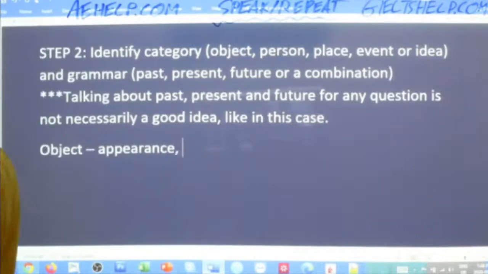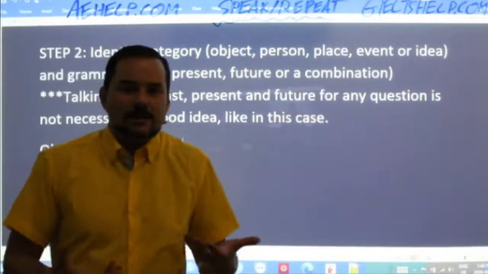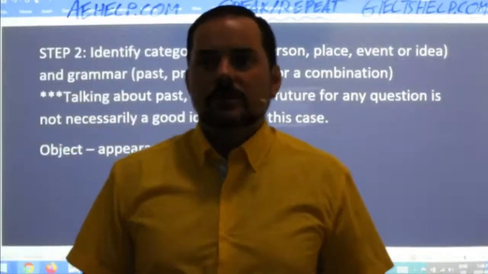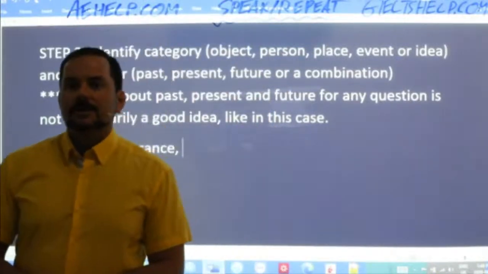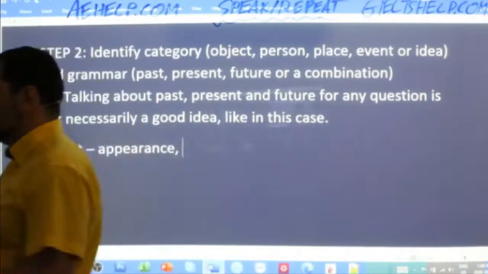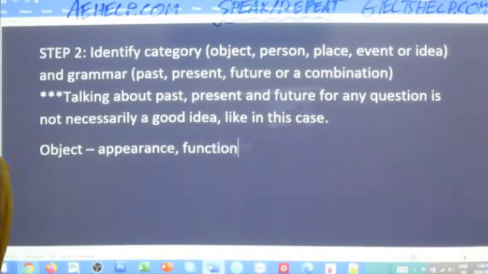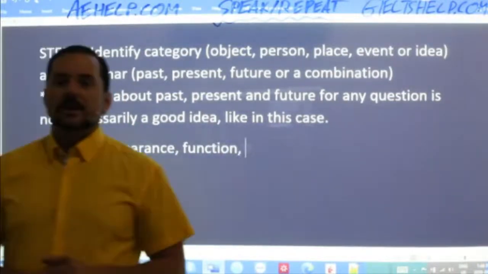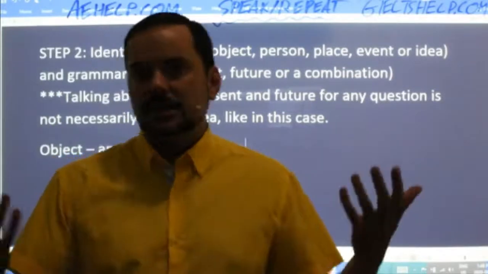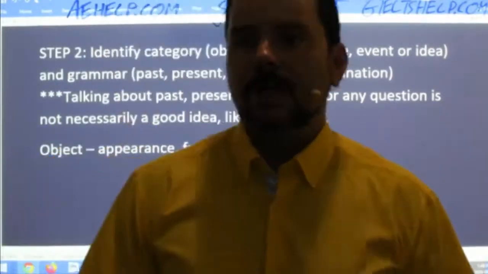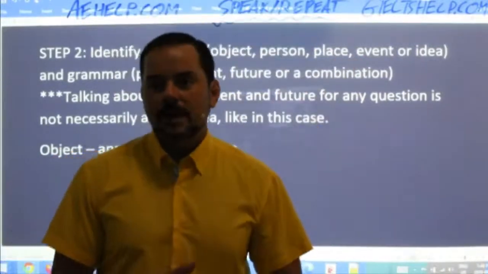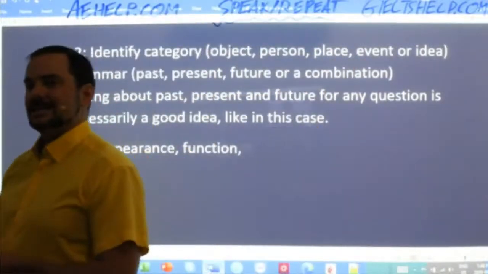Yeah, what does the object look like, especially if you made this object, okay? So what it looks like. Carolina says its function. Yeah, so what is it used for? So think about its function, okay? And what is it used for? So if you made a necklace for your friend, it's used to look pretty or look handsome, right? So its function, Carolina says, its significance.